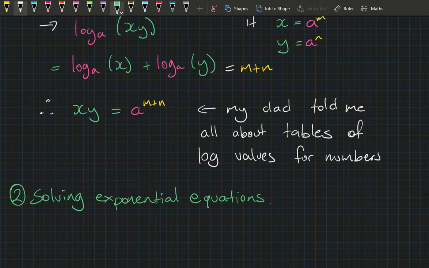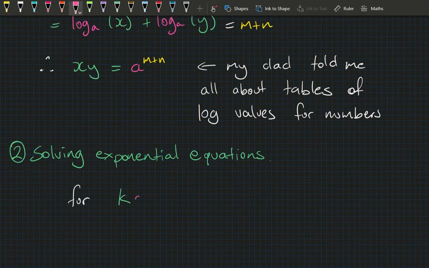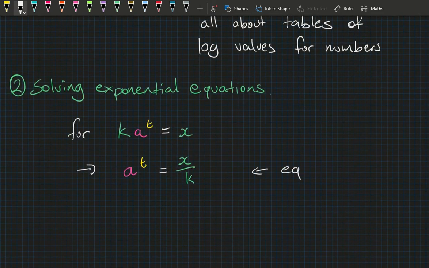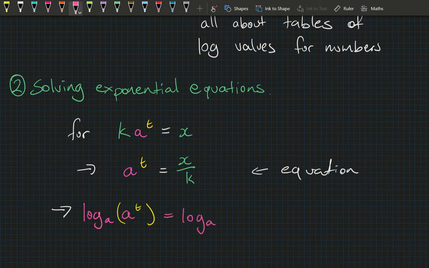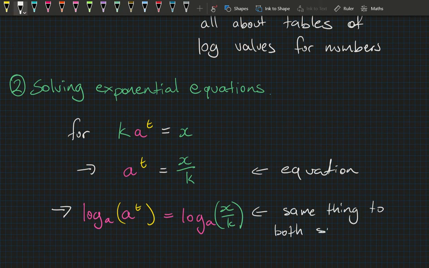And that's because if we have some equation where we've got k times a to the t equals x, and you saw equations like this in the exponential section all the time, right? Well, if I divide both sides by k, we've got a to the t equals x divided by k. And because this is just an equation, it's quite legitimate for me to take the log of both sides. So we could now rewrite that as log base a of a to the t equals log base a of x divided by k, because we've just done the same thing to both sides of the equation.